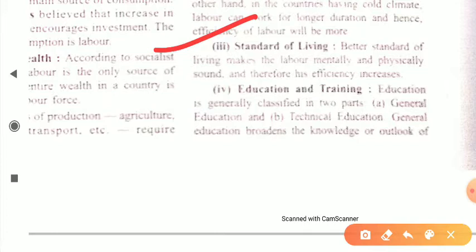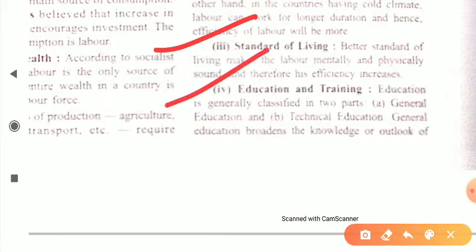If a laborer has a good standard of living, he eats healthy food, has proper medical facilities, proper sanitation facilities, and availability of all the basic necessities, it simply means his ability to do work is high, his efficiency is high as compared to another person whose standard of living is low. That is why standard of living is very important.